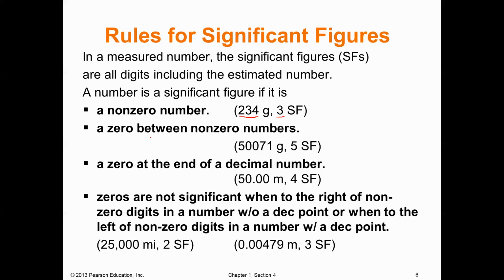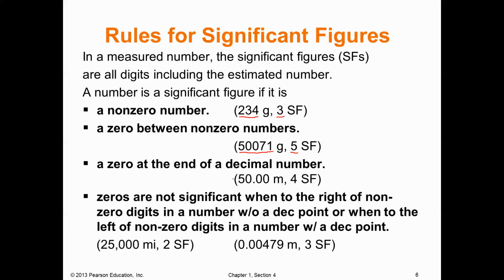So zeros are going to be significant when they're between non-zero numbers. So the zeros in this value 50,071 are actually significant. So we have 3 non-zero digits, all of which are significant, and then 2 what we call sandwich zeros sometimes, meaning we have a total of 5 significant figures here.